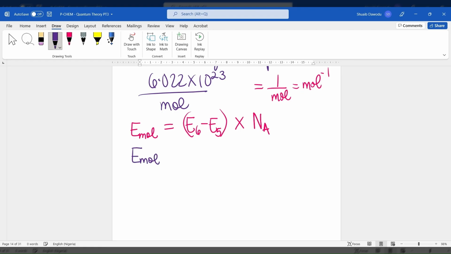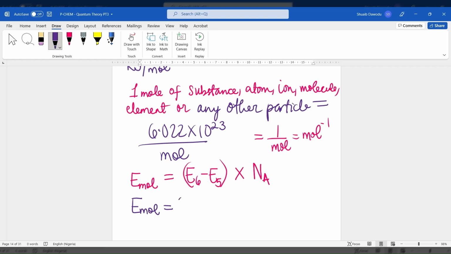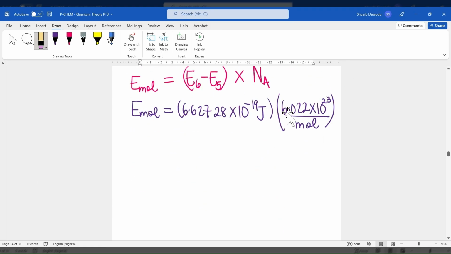So E sub mole is equal to E sub 6 minus E sub 5, which is simply 6.62728 times 10 raised to the power of -19 joules, multiplied by Avogadro's constant, 6.022 times 10 raised to the power of 23 per mole. So that's basically the answer. You can see now that we're going to have joule per mole as the units for this question.